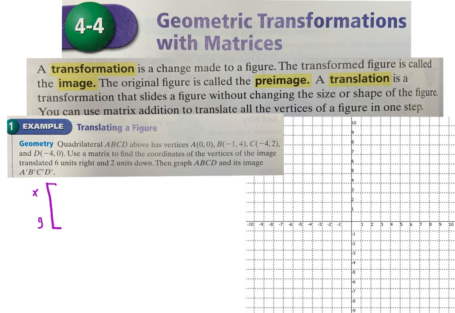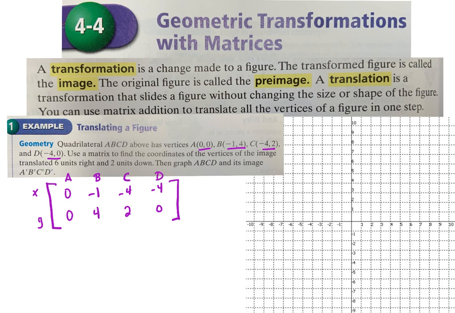With your coordinates, you're going to say 0, 0, and set up that coordinate there. -1, 4, set up that coordinate. -4, 2, and -4, 0. And that is your matrix for this particular quadrilateral. You'll see that it was quadrilateral A, B, C, and D.